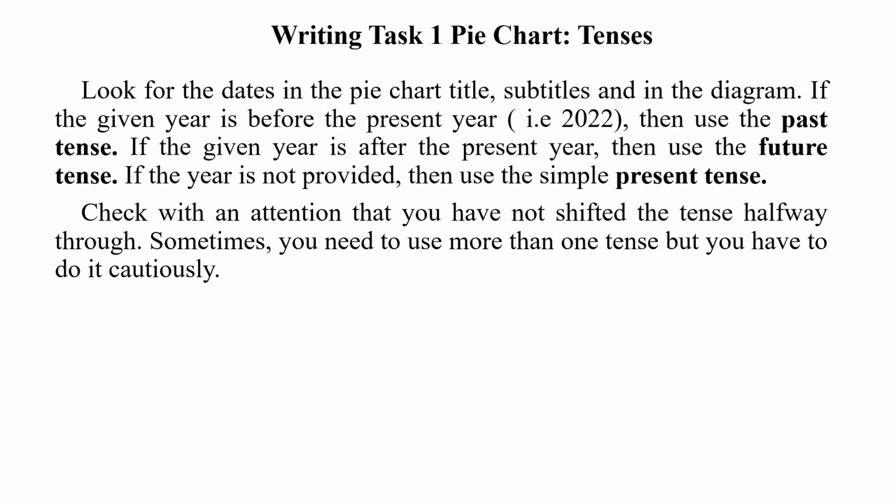Tenses. Look for the dates in the pie chart title, subtitles, and in the diagram. If the given year is before the present year, for example 2023, then use the past tense. If the given year is after the present year, then use the future tense. If the year is not provided, then use the simple present tense. Check with attention that you have not shifted the tense halfway through. Sometimes you need to use more than one tense, but you have to do it cautiously.